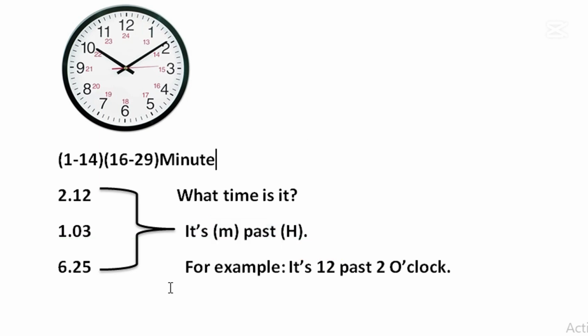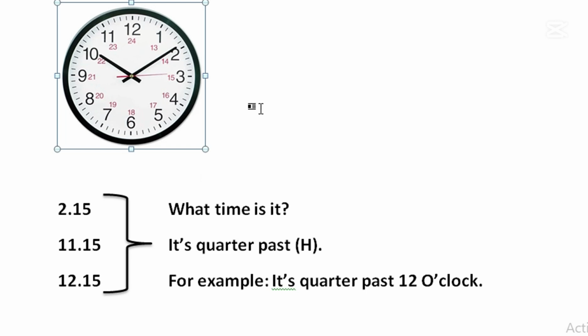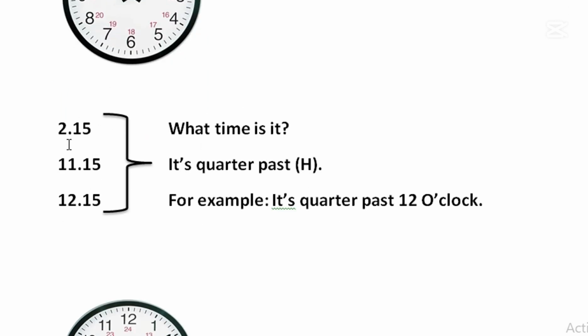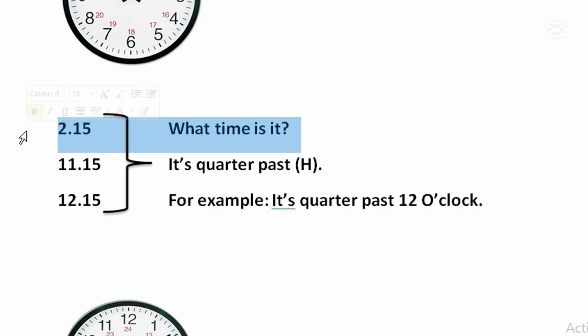Then same picture again, and it's quarter past 11, quarter past 12, quarter past 2. Question is what time is it? Same question. It's quarter past hour. For example, we can say that it's quarter past 12 o'clock, 10 o'clock, 11 o'clock.